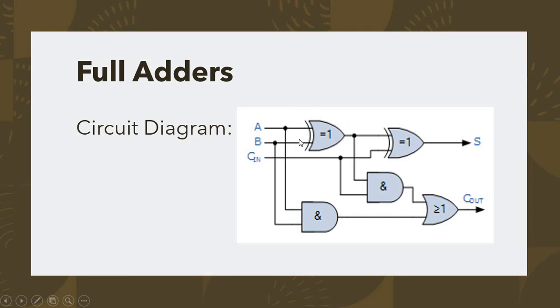So again, the output of the A XOR B will be the input of the XOR of the second half adder, and also the CN will be the input of the XOR of the second half adder. And of course, you're going to AND the two. The result of the AND here will be ORed with the result of the AND of the first half adder. Okay, that will now be your C out.